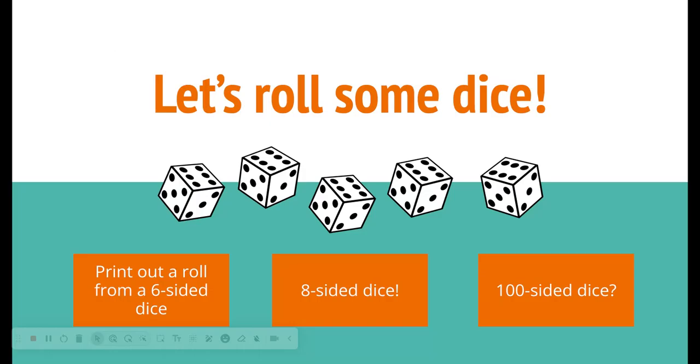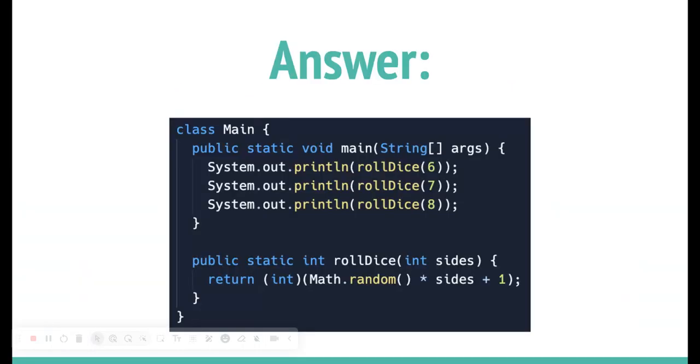Well, let's give some examples. We could print out a roll from a 6-sided dice, an 8-sided dice, a 100-sided dice. In the end, our answer would be, after calling this function in main multiple times with different numbers of sides, we can see that inside this function, we would return typecasting int Math.random times sides plus 1.